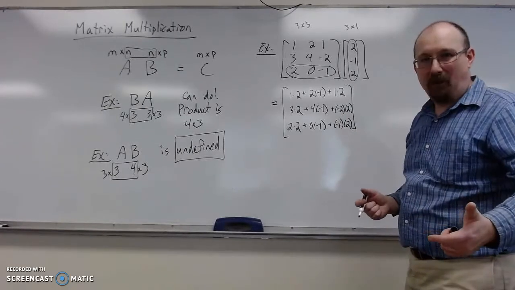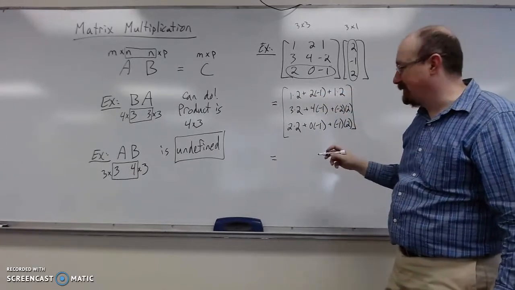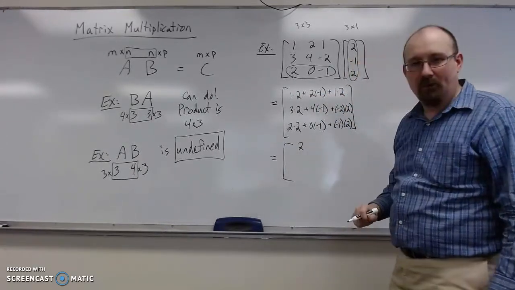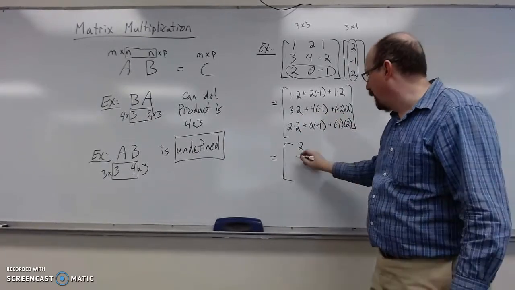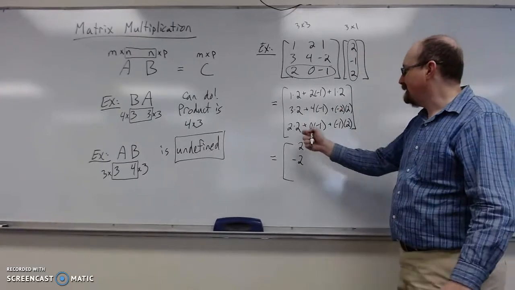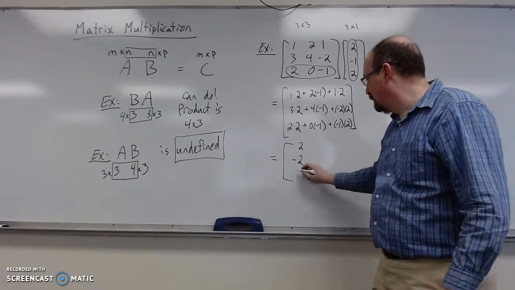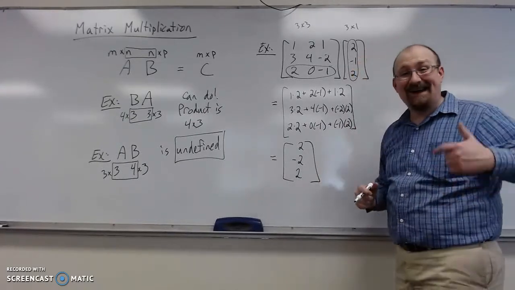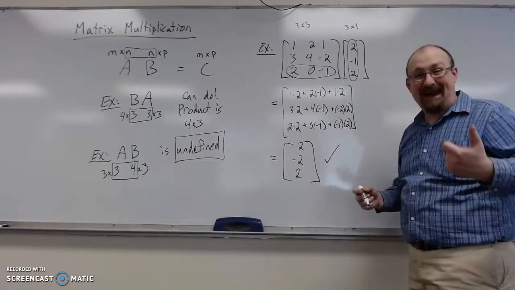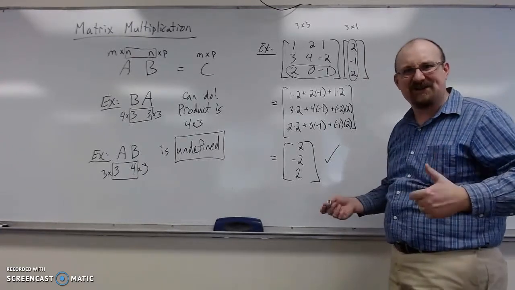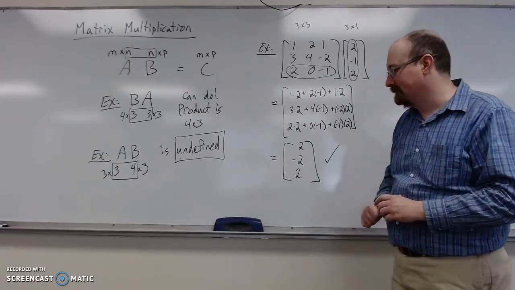Now we crank out the arithmetic. 2 minus 2 plus another 2. We get a 2 in the first entry. 6 minus 4 minus another 4. That's a -2. 4 plus 0 minus another 2 gives us 2. And that is, in fact, the proposed right-hand side of this thing. So it turns out x, y, and z do in fact act as a solution to the matrix equation that's posed in example 2 right there.